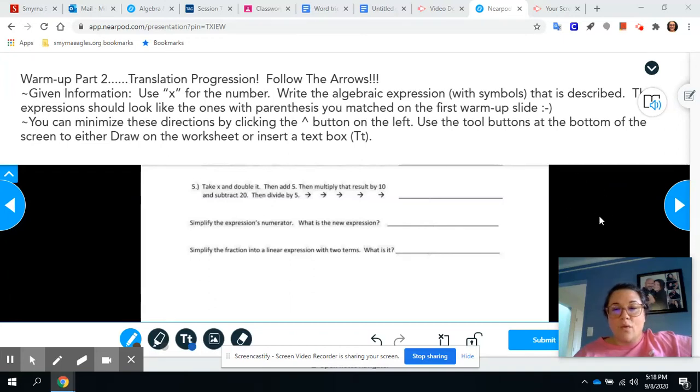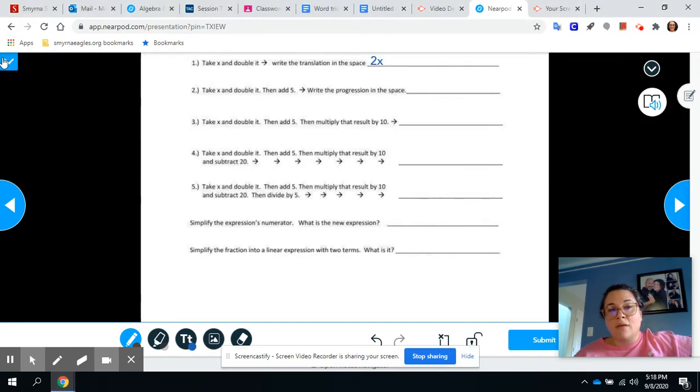Hey guys, so what we're going to do is look at how you did on your warm-up part 2, the translation progression, where you have to follow the arrows. What you should have read in the given directions was that you're going to use X for the number, and I'm going to take my mouse and minimize that using the box on the left side.